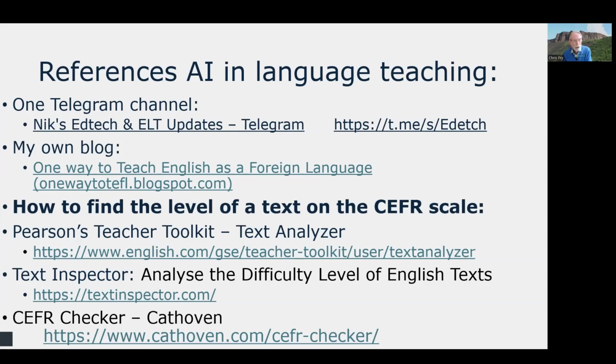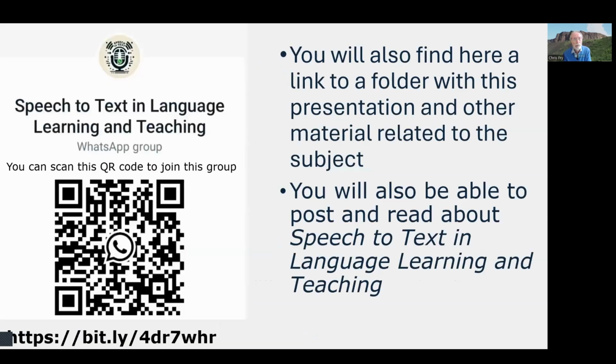And then I put 3 tools you can use to find out the level of a text on the CEFR scale. The one that I've used most is Pearson's Teacher Toolkit, because it's completely free. You can put in a very short text and get an analysis. Text Inspector is great, but it really works best if you pay. And Cathoven, I've only used twice, so I can't really give an opinion on it.